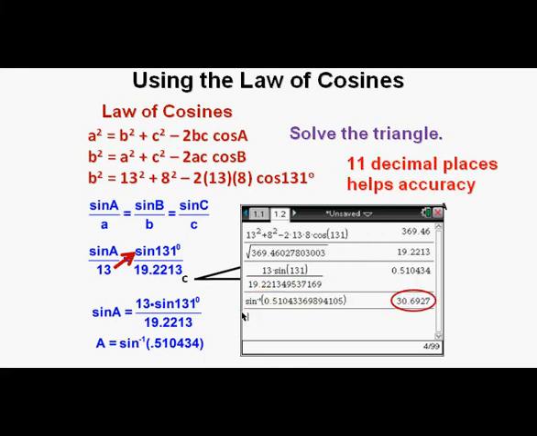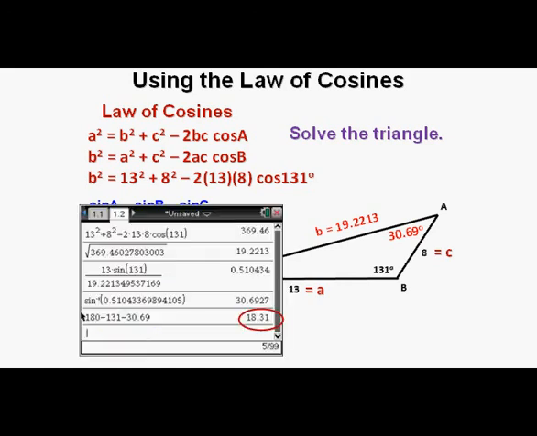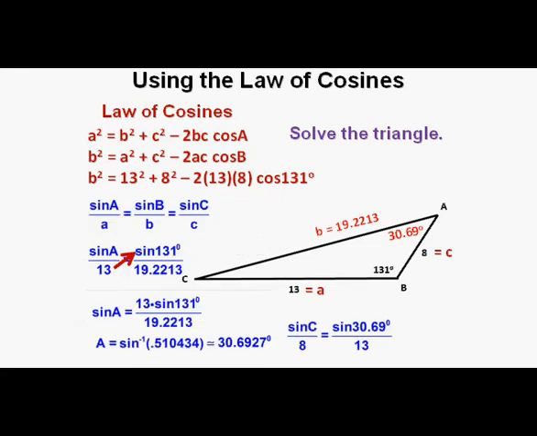Press enter. We again see the sine of A carried out in storage to 11 decimal places, helping the accuracy of our answer. Next, we write in that angle A is approximately 30.69 degrees, which is rounded to the nearest hundredth place. Now the last thing we need is angle C, and to get angle C we have a choice. We can subtract 131 and 30.69 from 180 and write in our answer as 18.31 degrees shown in the calculation.